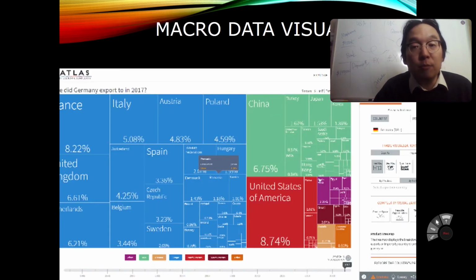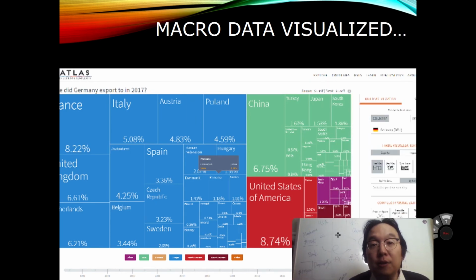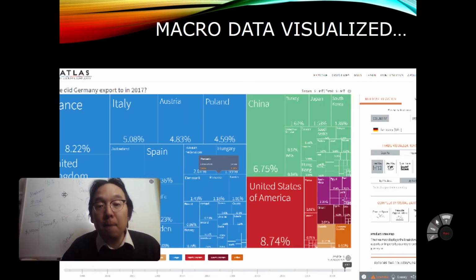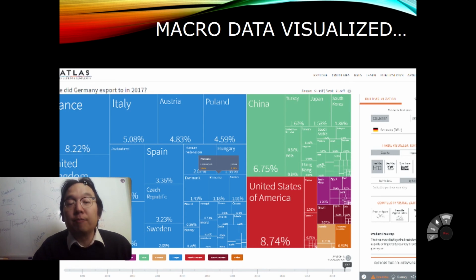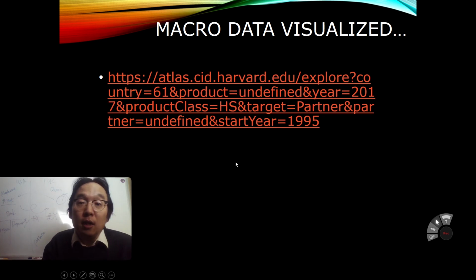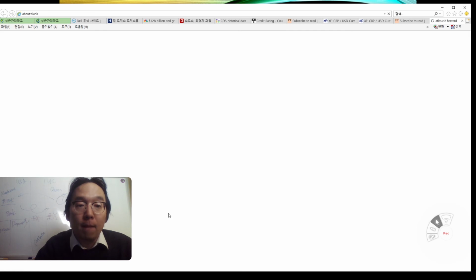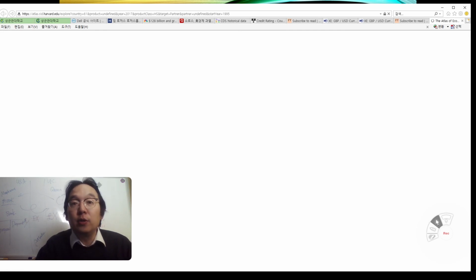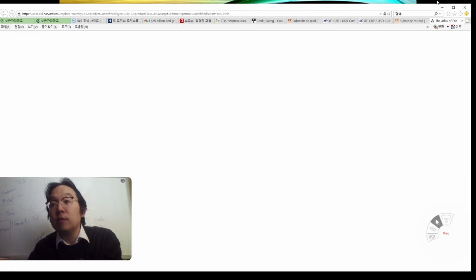But it's even more interesting to see this colorful table over here. This is visualized macro data coming from Harvard University. Now let me take you to that website, which is Atlas CID harvard.edu. For this site you can have a lot of macro trade relations shown in a very visually colorful manner.